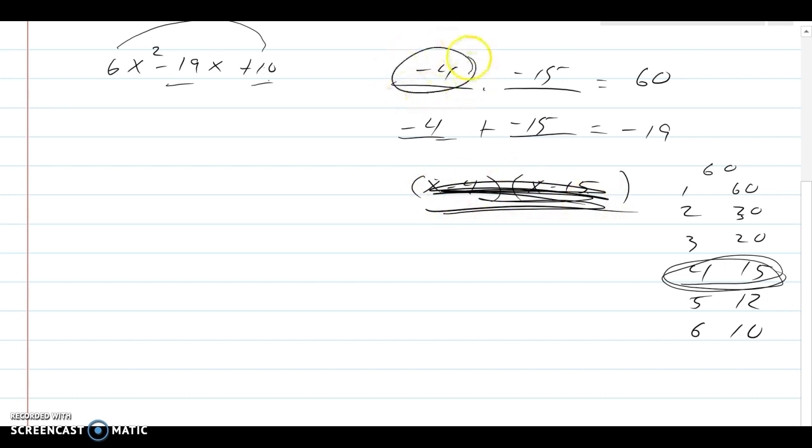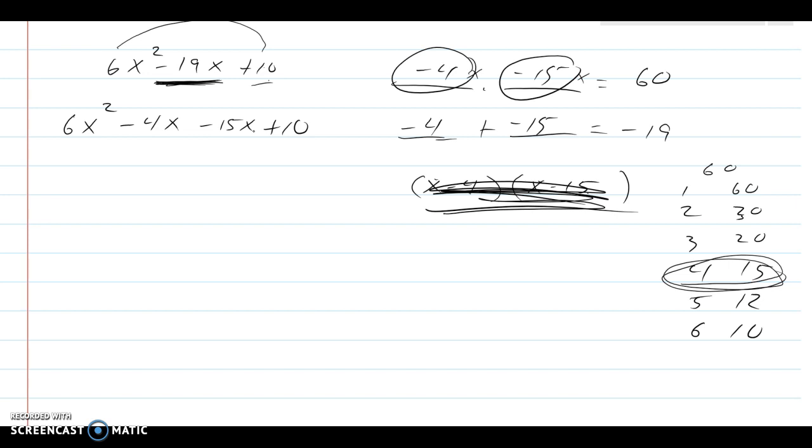All these numbers do for you is this. They allow you to go back to the original problem and break apart the middle term in a special way. Instead of negative 19x, we can call it negative 4x minus 15x. And you could put them in either order. It doesn't matter which order. You could have negative 15x minus 4x.